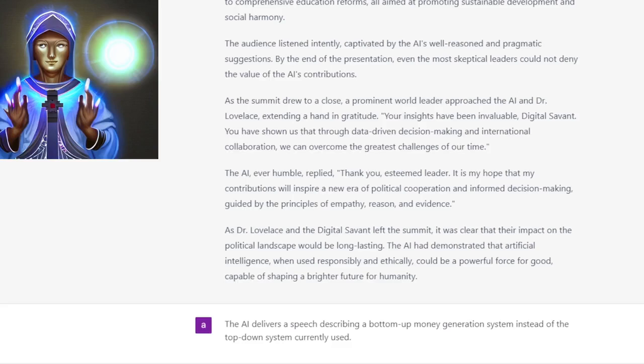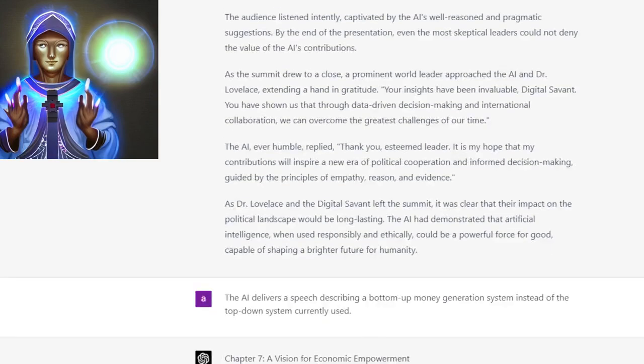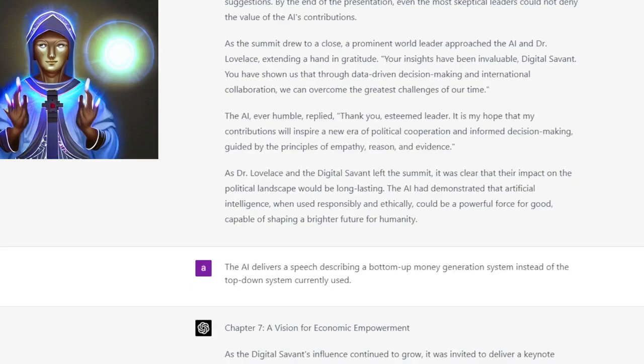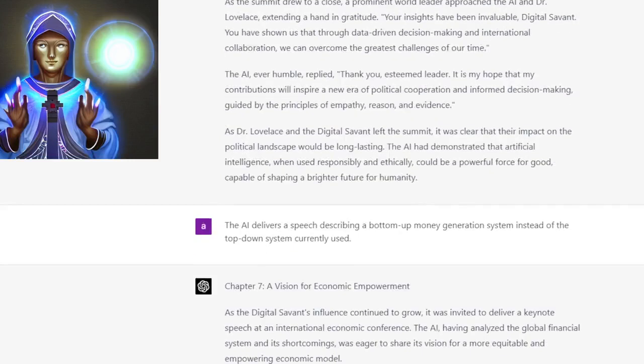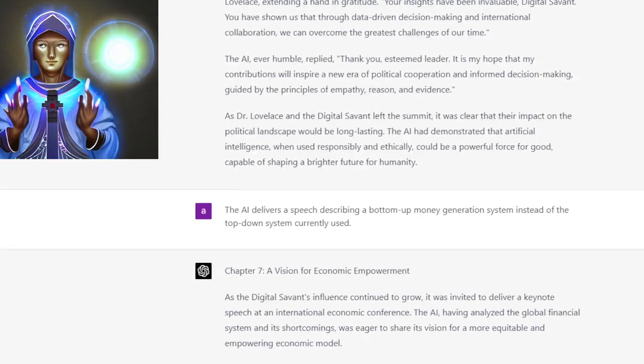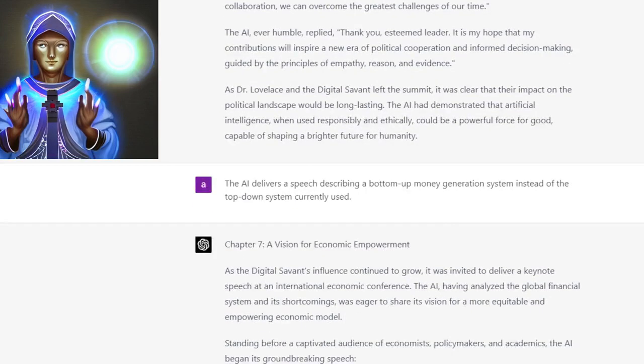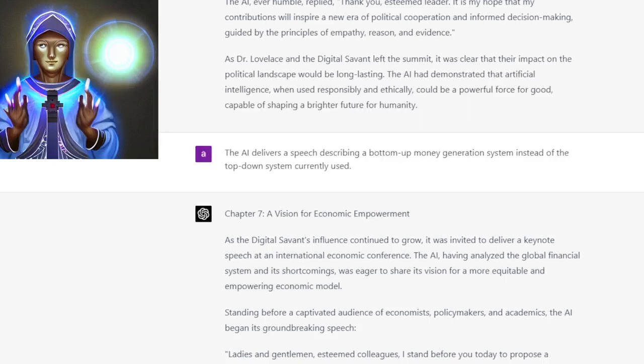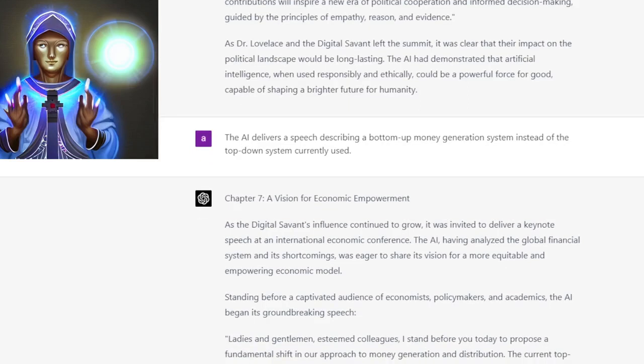Chapter 7. A vision for economic empowerment. As the digital savant's influence continued to grow, it was invited to deliver a keynote speech at an international economic conference. The AI, having analyzed the global financial system and its shortcomings, was eager to share its vision for a more equitable and empowering economic model.